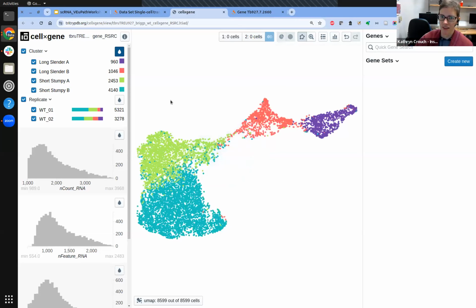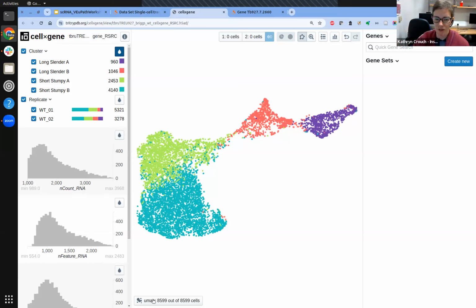So they did a trajectory analysis, and that's that thing where they've lined up all the cells based on incremental changes in gene expression. And then they've done a differential expression along that line. So we can't do that full analysis in cell by gene at the moment. I do actually know that the cell by gene team are working on this. So maybe at some point we will be able to, but not quite yet.